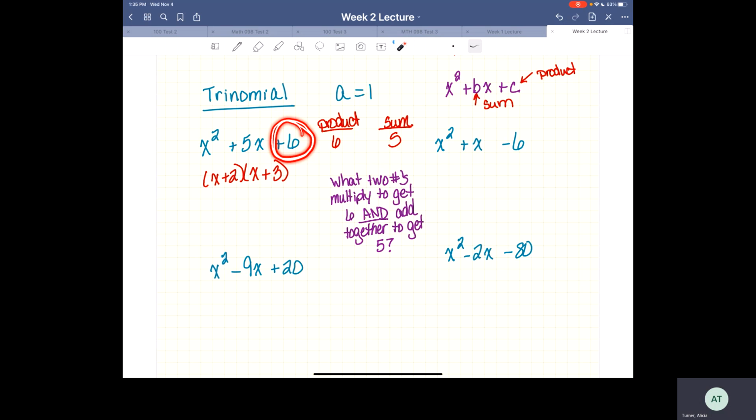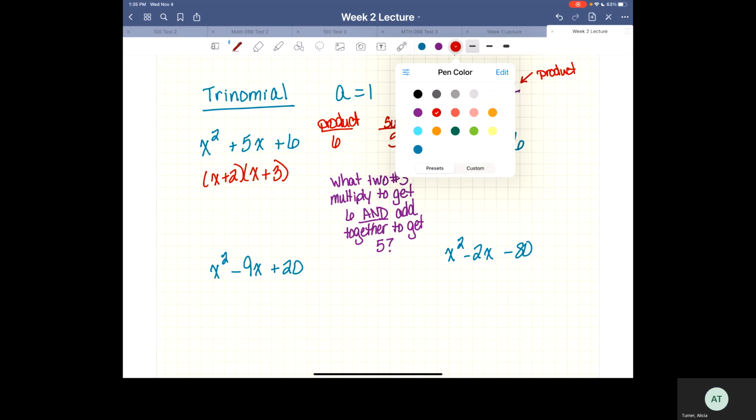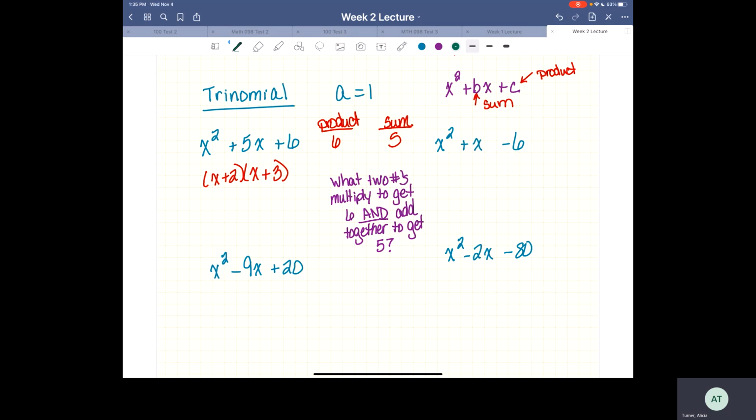To get a positive product, you have to have 2 negatives or you have to have 2 positives. Okay, so I'm going to write that down right here. The only way you get a positive product is a positive number times a positive number, or a negative number times a negative number. So if your product is positive, you're looking for 2 numbers with the same sign.